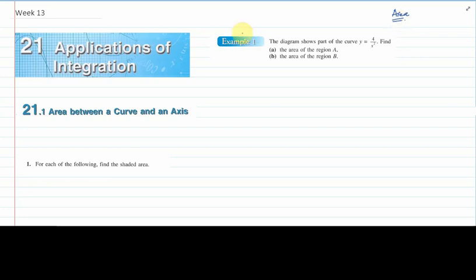Right? So before starting the exercise, I have listed an example here. It says the diagram shows part of the curve y equals 4 upon x square, and that is your diagram. We need to find the area of the region A. Whenever it says to find the area, we need to integrate the equation, right? So the equation we have is y equals 4 divided by x square.